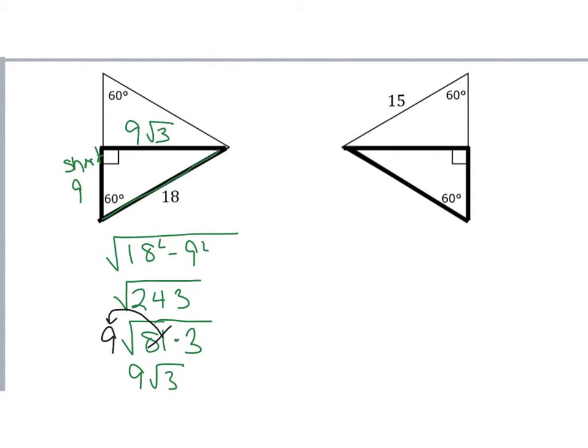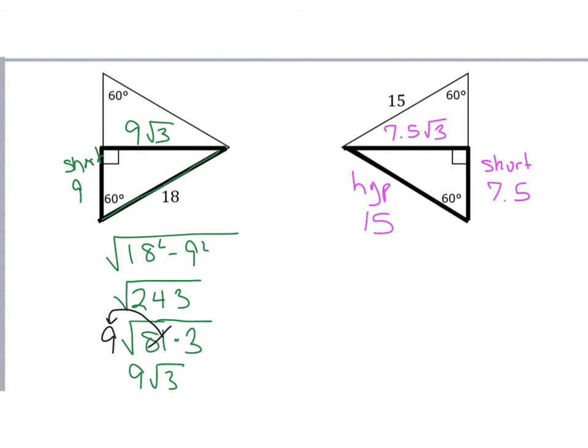All right, so look at the next one. We're using our math, right? We're using the pattern. So we're not trusting our eyeballs. We're trusting the math that we've done. What's the hypotenuse on this last one? 15. What's my short leg? 7.5. What's my long leg? 7.5 radical 3. Perfect. 7.5 square roots of 3.